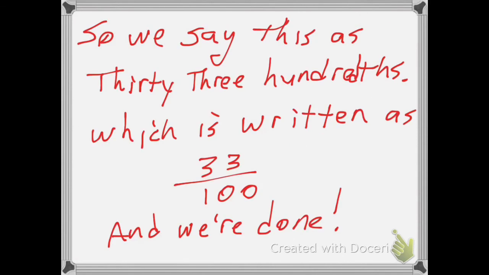So we say this as, instead of 0.33, let's say this as 33 hundredths, which is written 33 on the top, 100 on the bottom, 33 100ths. We could go through the greatest common factor here, but we don't need to, because the greatest common factor for these two numbers is 1. So we're done.